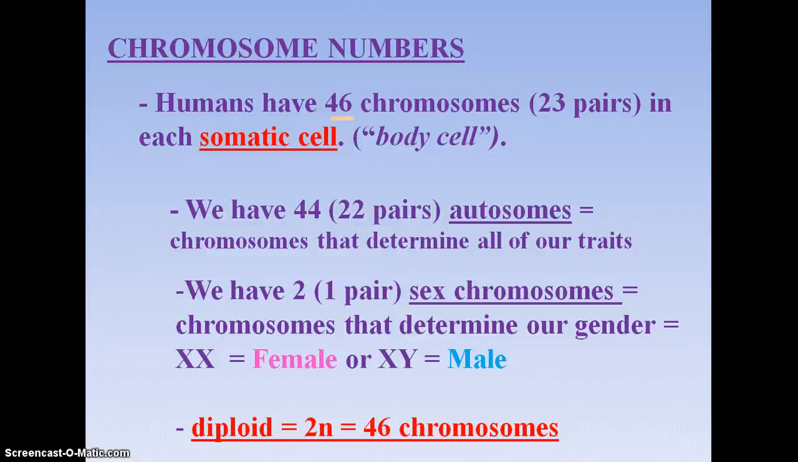If you inherit 2 copies of the X, one X from mom, one X from dad, you are going to be a female. If you inherit one X from mom and a Y from dad, you are going to be the male. Now, in every single cell in your body, all of those cells have all of those different types of chromosomes. That makes up our 46 total.